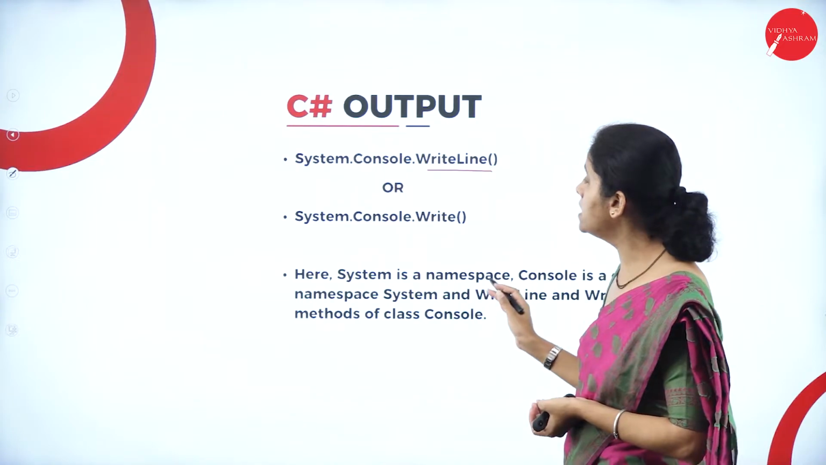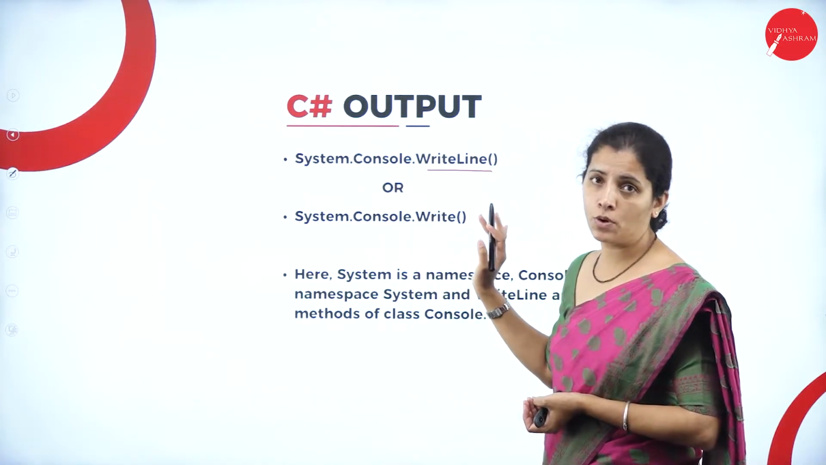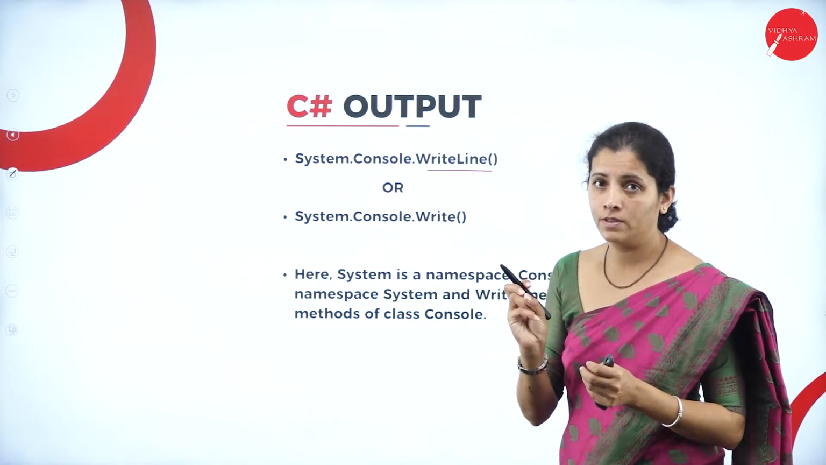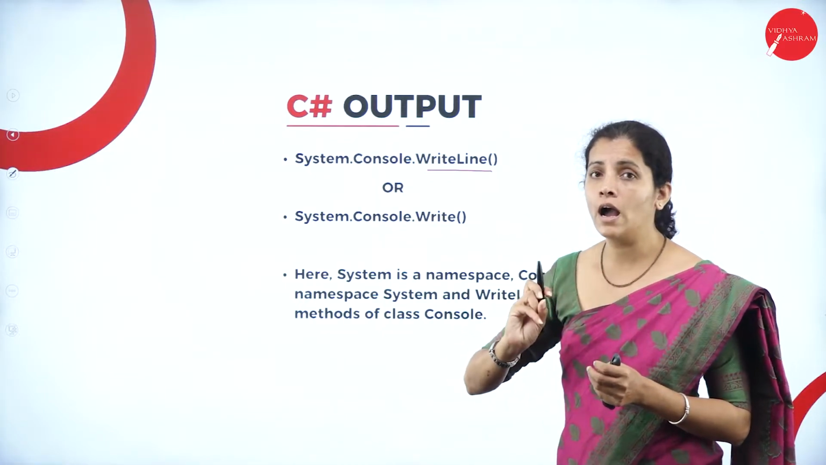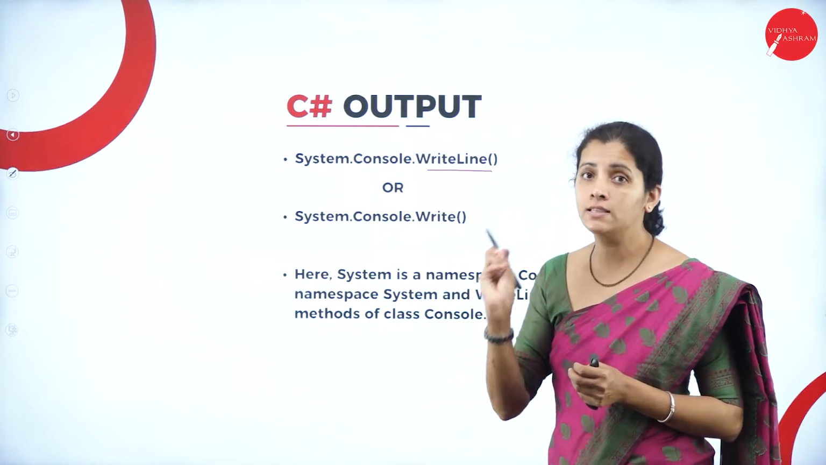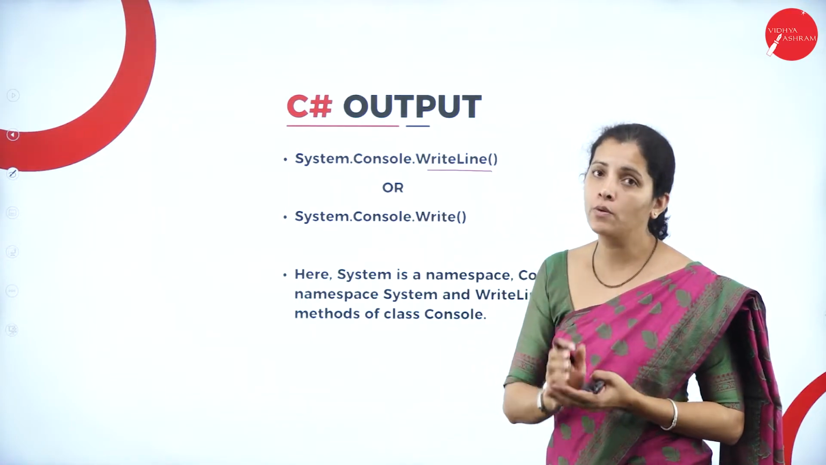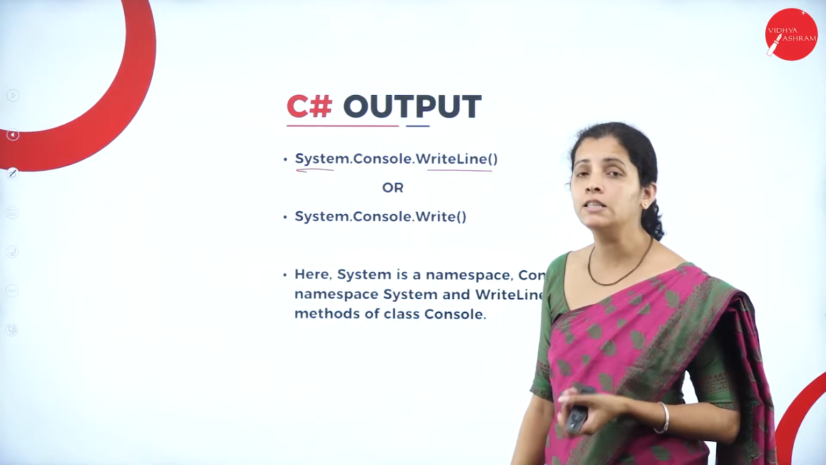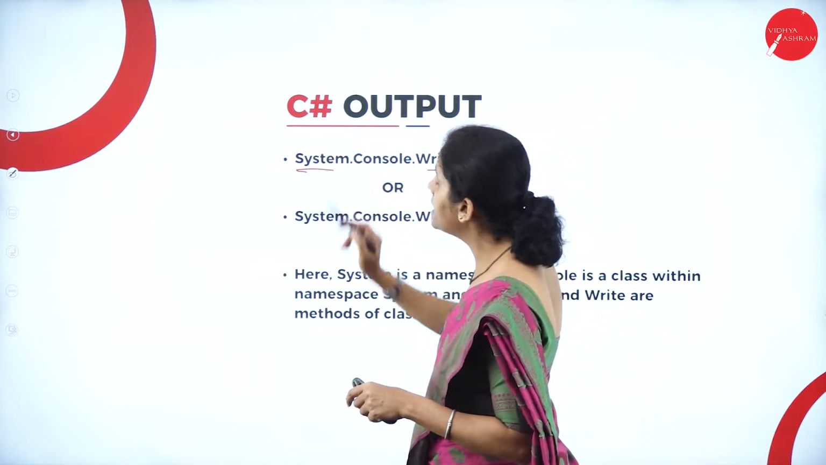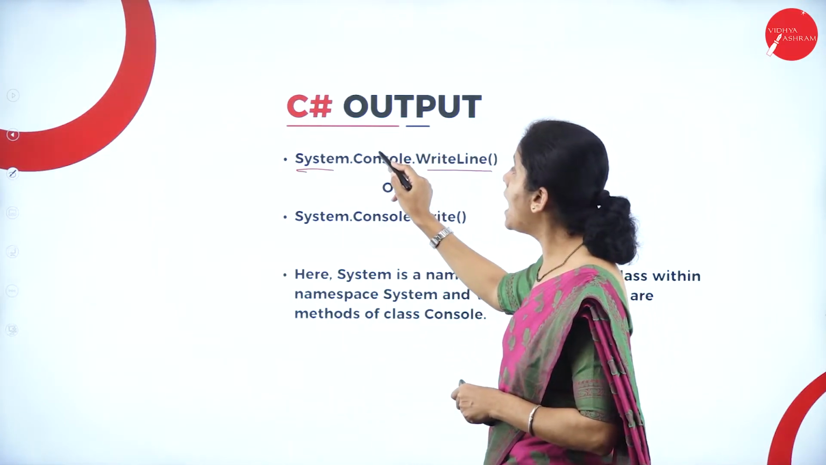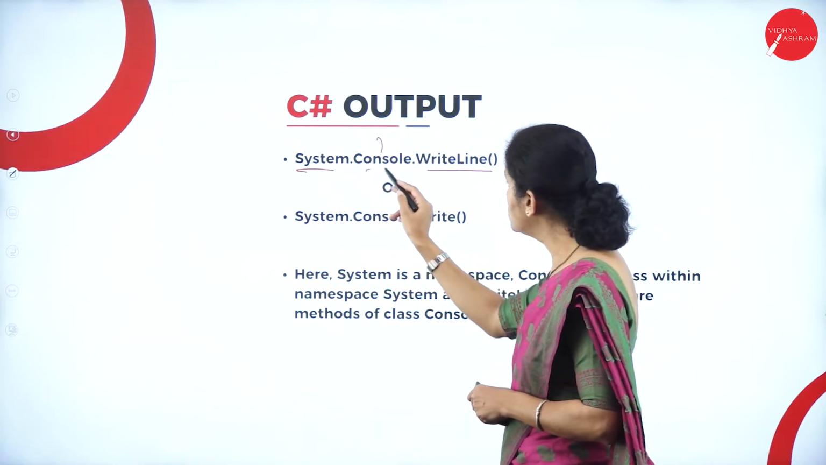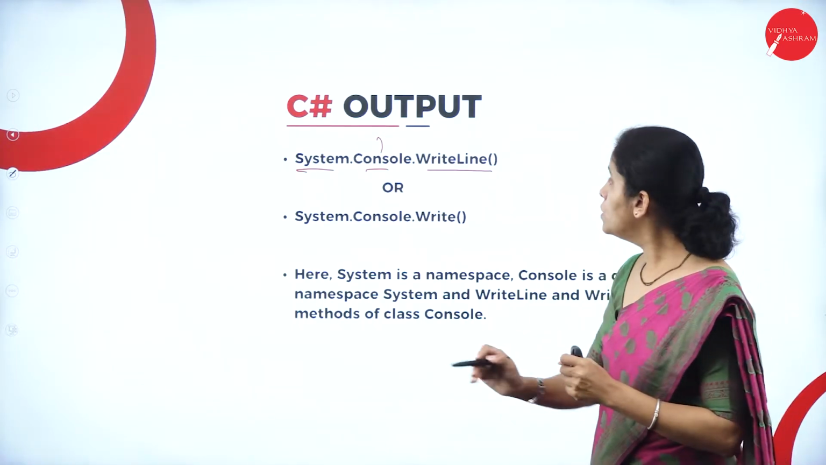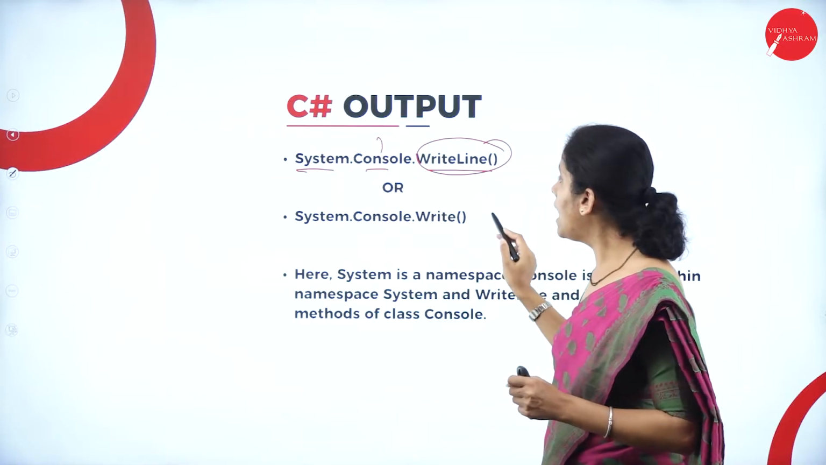So dear student, see here. Suppose in my C# program, I forget to add using System. Then I want to use my namespace. What is my namespace here? That is nothing but System. Now this is my namespace. Under this System, I have the Console class. In this Console class, I have two methods, that is Read and Write. Now to write, I have WriteLine and Write.